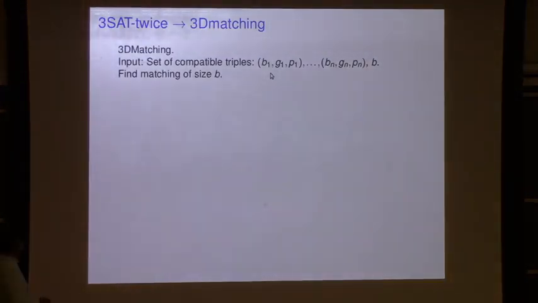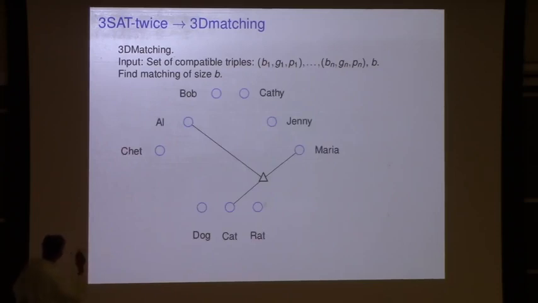Okay, so, set of compatible triples. These are boys, girls, and pets, and B is a number. So these triples say this boy and this girl and this pet are all compatible, right? It's a dachshund and a boy and girl who like each other and are both okay with the dachshund. Who would be okay with the dachshund? I don't know, but here's an example. Or I guess these are two kinds of pets, not a dachshund.